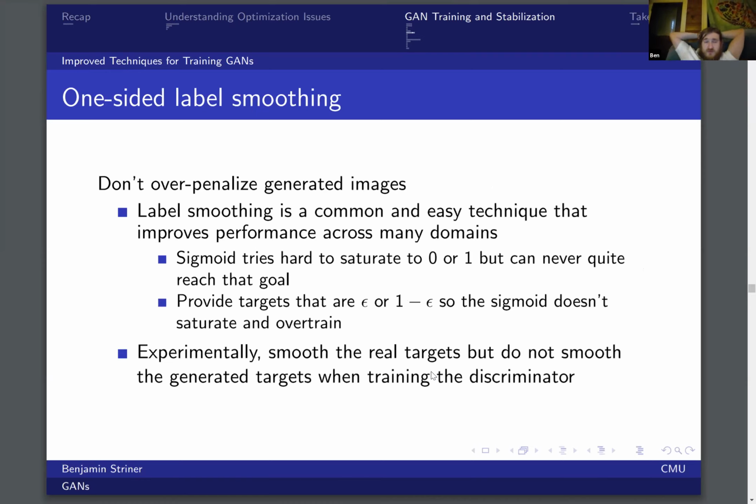Another idea that they put forward is called one-sided label smoothing.